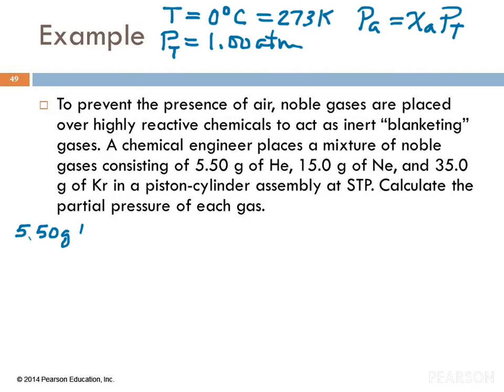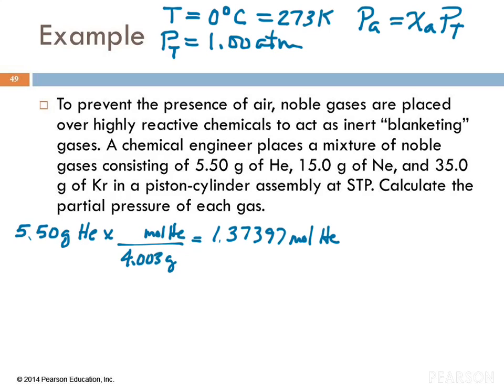5.50 grams of helium. Well, we're just going to convert that to moles. 4.003 grams. 5.5 divided by 4.003 is 1.37397 moles of helium. A lot of these gas law problems, there are several ways that you could approach them.